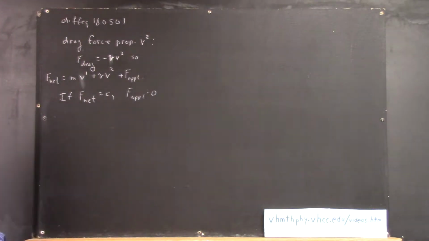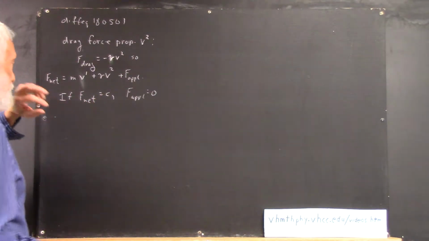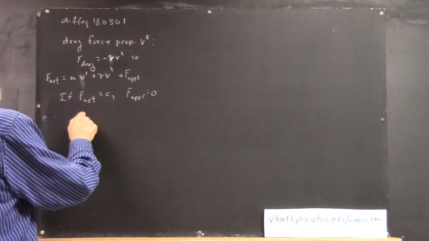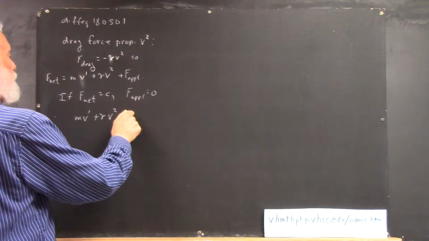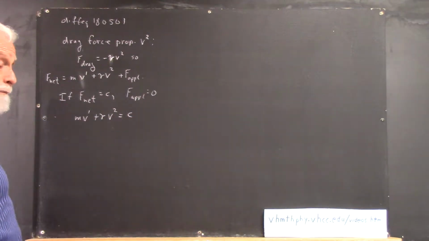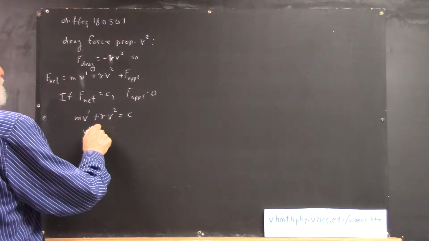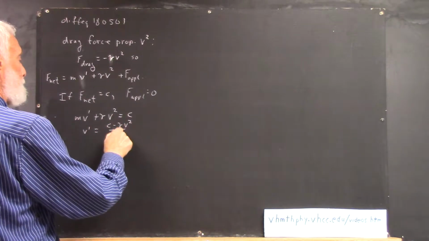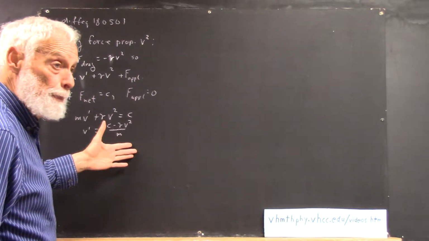I don't necessarily like the way I'm doing this with the F applied. We're just going to say if F net equals some constant, then m v prime plus gamma v squared equals that constant. So v prime equals the constant minus gamma v squared over m. And this is an easily separable equation.